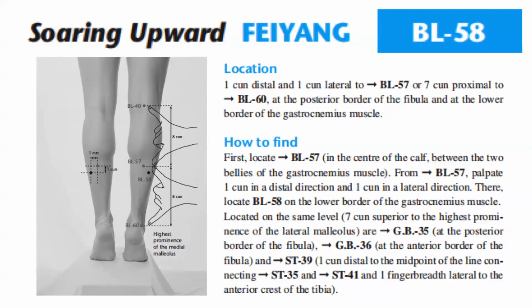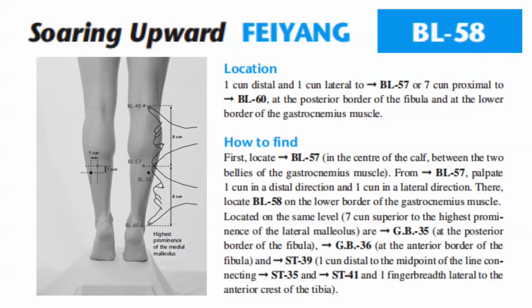Bladder 58 is located 1 tune distal and 1 tune lateral to bladder 57, or 7 tune proximal to bladder 60, at the posterior border of the fibula and at the lower border of the gastrocnemius muscle.